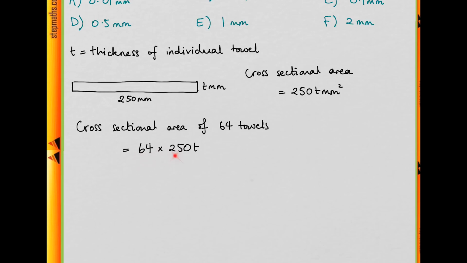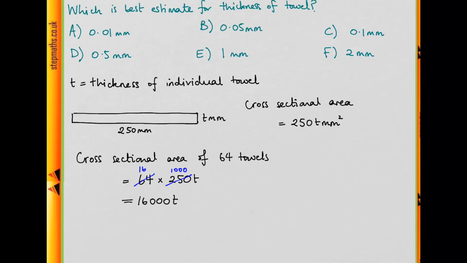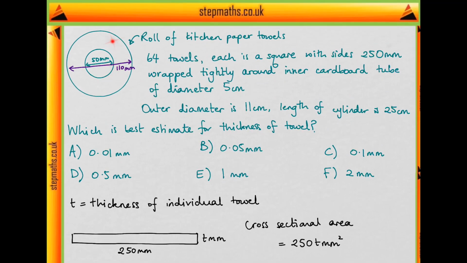And actually I'm going to rewrite this slightly. So 250 times 4 is 1,000, right? So I'm going to multiply 250 by 4 and divide 64 by 4, because now we have something that's times by 1,000. That's easy. So the cross-sectional area of all 64 towels is just going to be 16 times 1,000, so 16,000 T.